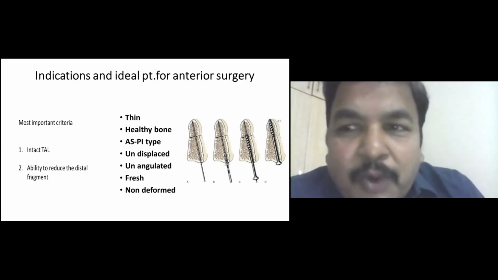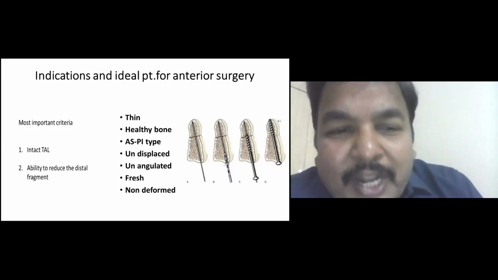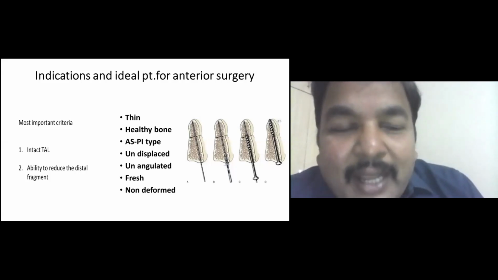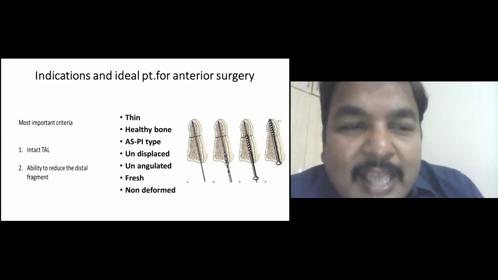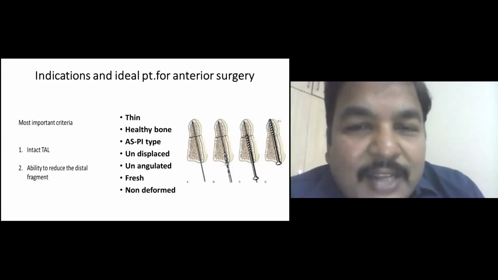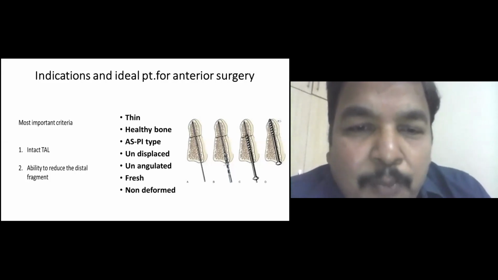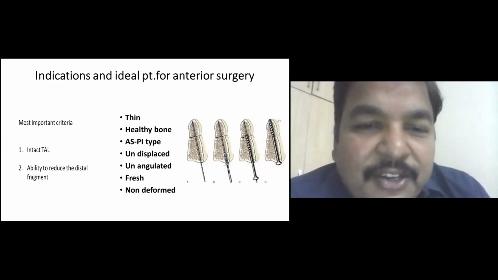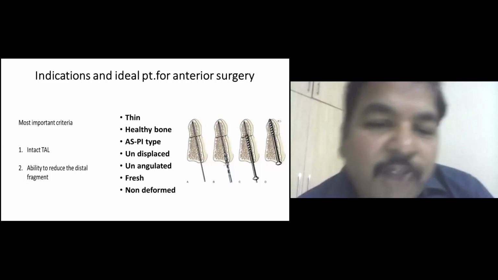the two most important things. One is the intact transverse atlantal ligament, and second is the ability of the surgeon to reduce the distal fragment in line with the screw passage. This is very, very important. In case these two things are not met, there is no point in doing the anterior screw fixation. So the ideal patient would be a thin patient with healthy bone, with a fracture type of anterior superior to posterior inferior, undisplaced, unangulated, with a fresh and non-deformed axis.